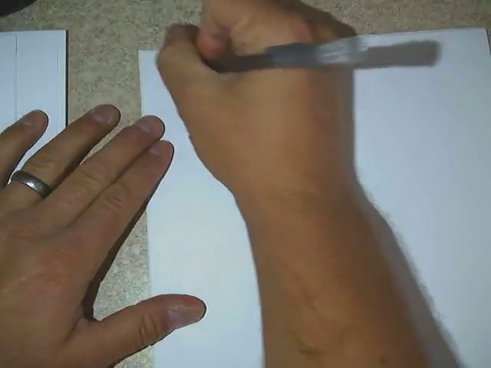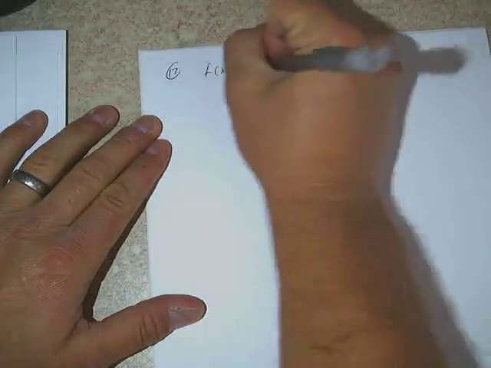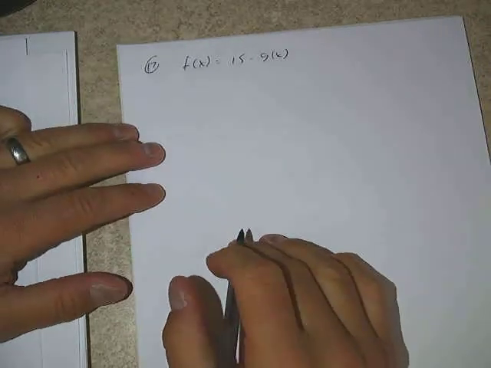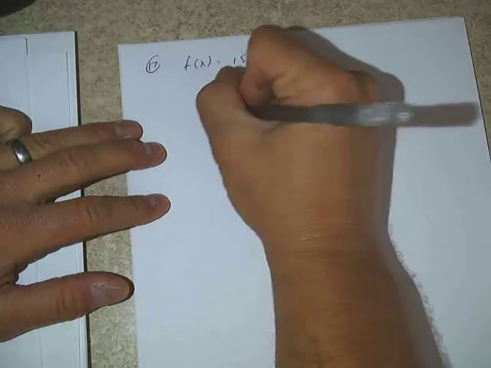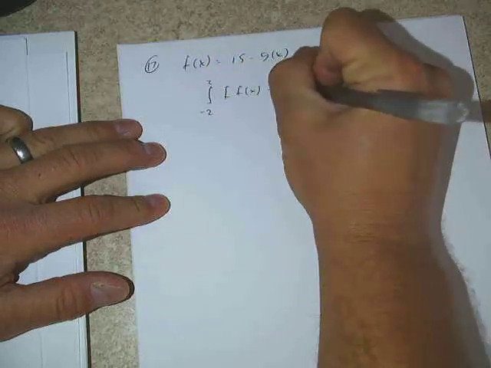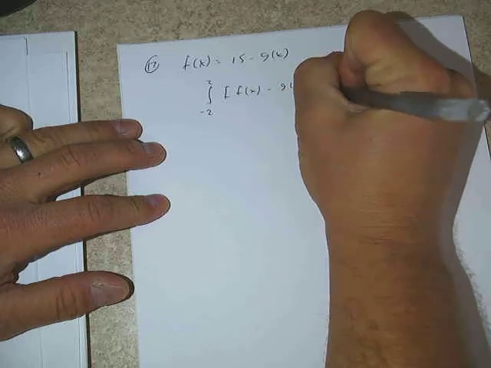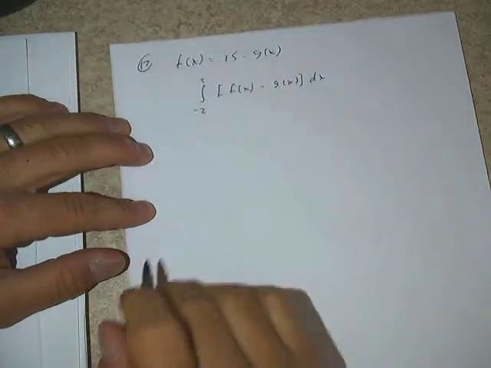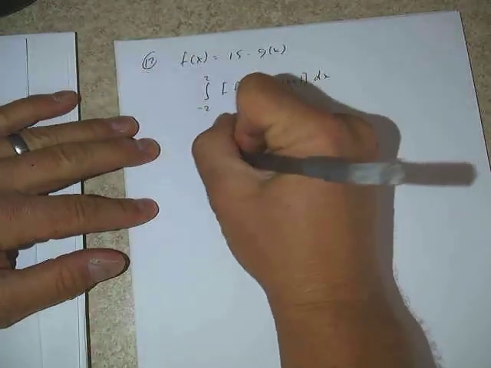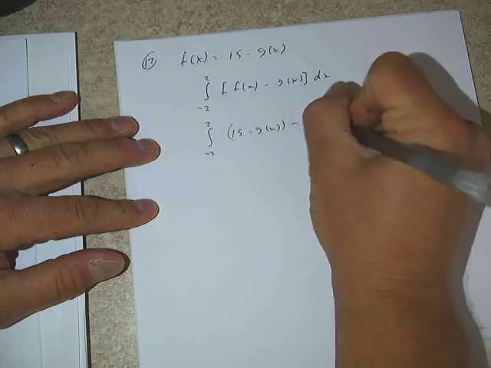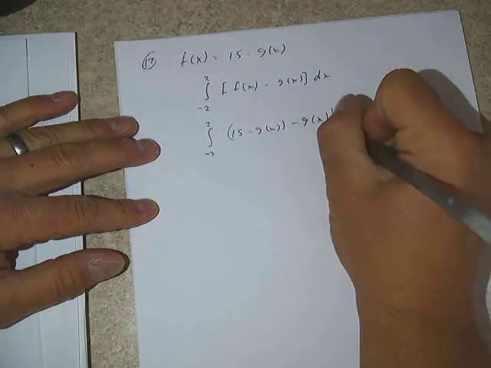What else through 19? Number 17, they give us the fact that f of x is equal to 15 minus g of x. And we're dealing with negative 2 to 2 as our domain. It says the integral from negative 2 to 2 of f of x minus g of x dx. So we want to know essentially what is the answer to this integral.